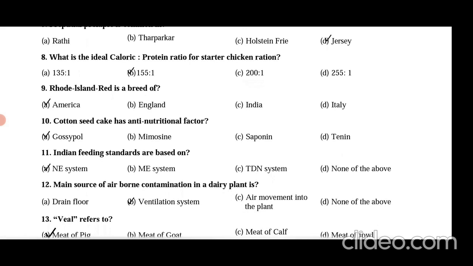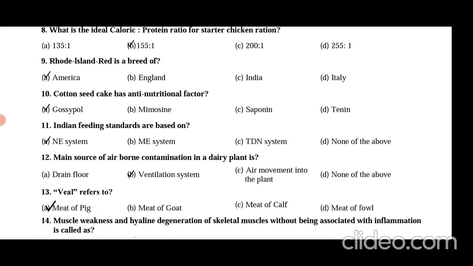The main source of airborne contamination in a dairy plant is the ventilation system. Veal refers to meat of calf. Option A is wrong. The right option is C, meat of calf. Veal refers to meat of calf.